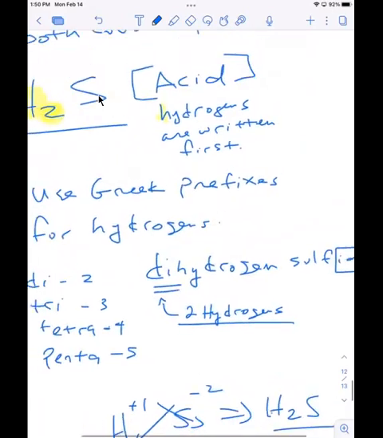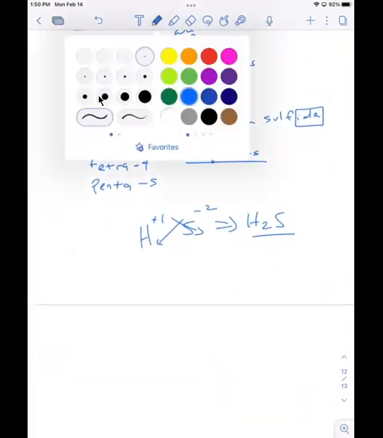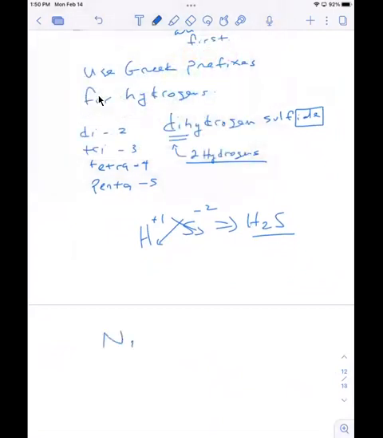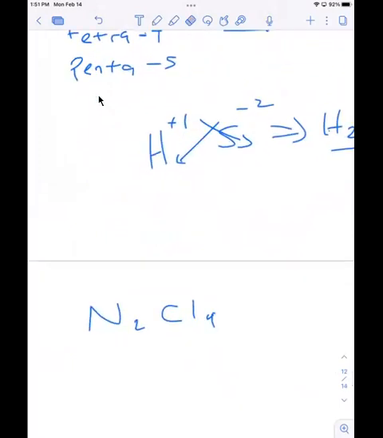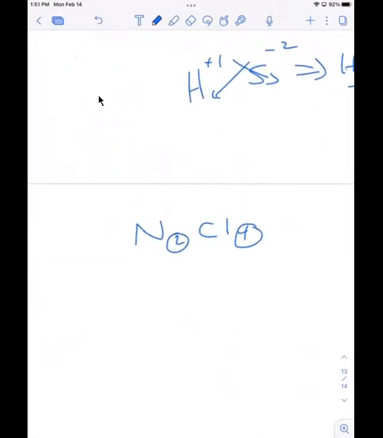All right, let's do this last one and then we'll stop with that one. I think it's N2Cl4, is that right? All right, so again, these are both nonmetals, so we're going to use those prefixes. We have 2 nitrogens and we have 4 chlorines. So when we write this name out, we're going to just list the atoms in the order that we see them. So this would be what?